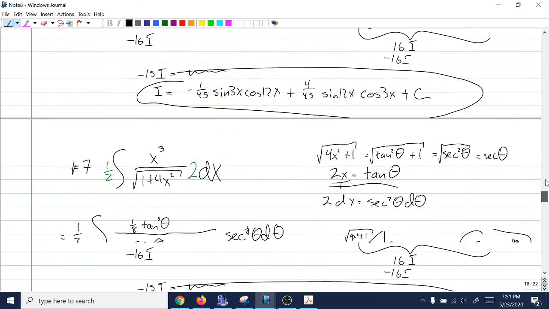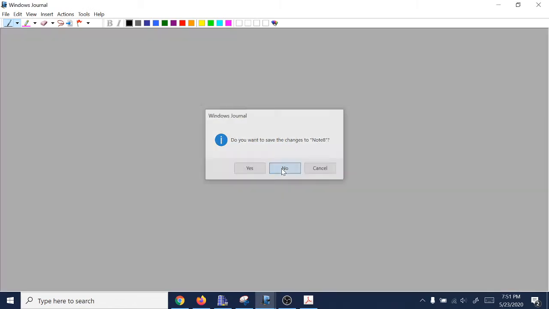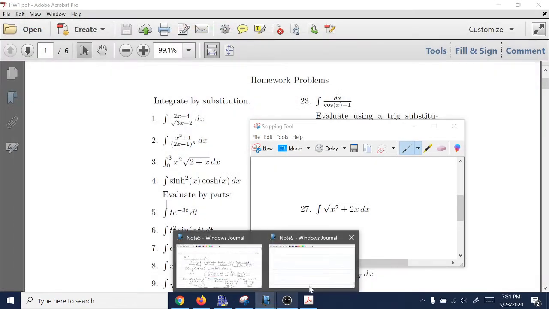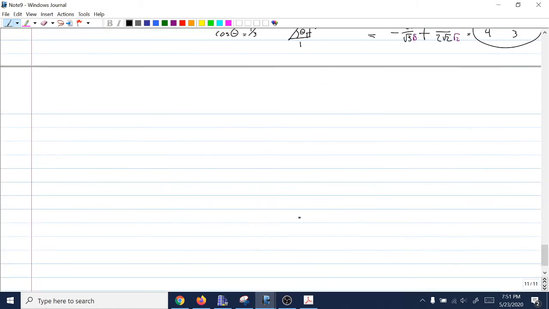Oh no, this is the last lecture. I don't need this note. This note is the one I'm in the middle of. This is the one I'm saving. Cool.